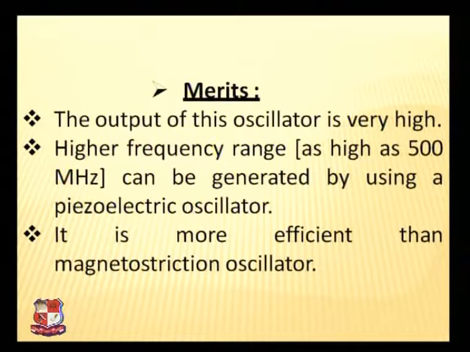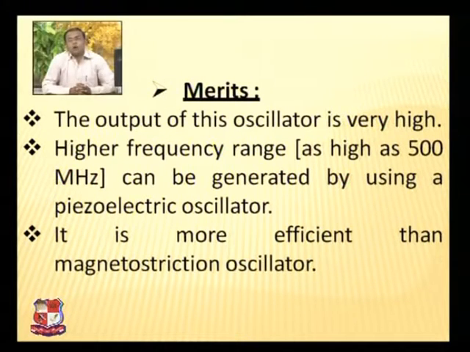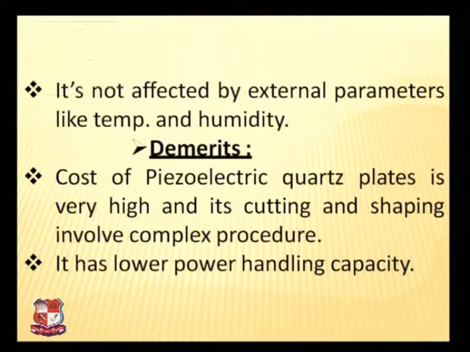Merit, or you can say application. The output of this oscillator is very high. High in the sense of frequency, you can generate 500 megahertz by using this. It is more efficient than the magnetostriction oscillator. It is not affected by external parameters like temperature and humidity.